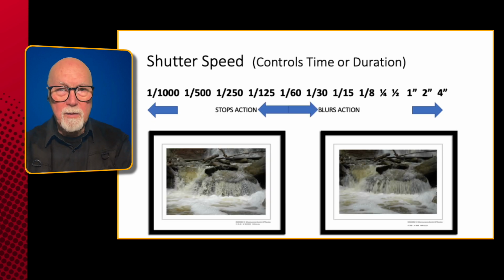Here's a couple of examples. So what we have here is a stop action and a blur action shot. The left is stop action. You can see how each drop can almost be seen in the waterfall, whereas on the right-hand side, you will have blurred action.